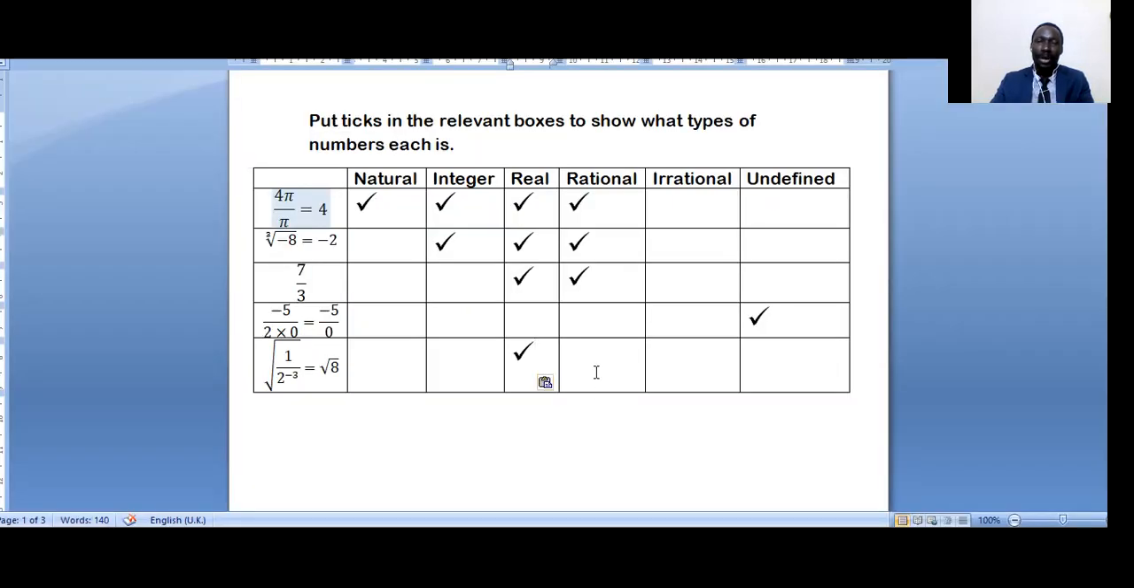Then is it a rational number? Unfortunately, no, because we cannot express the square root of 8 as one value divided by the other. Then the next thing is irrational number. Is the square root of 8 an irrational number? Surprisingly, yes. Is the square root of 8 undefined? No, the square root of 8 is defined as an irrational number and a real number. So yes, this is how you would provide the solution to question 1.